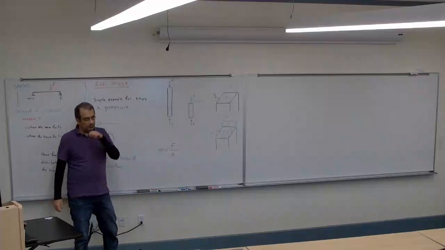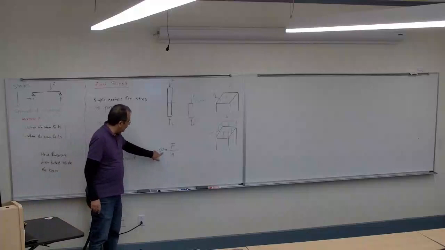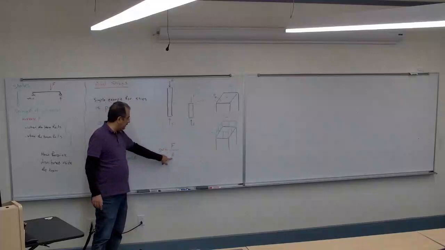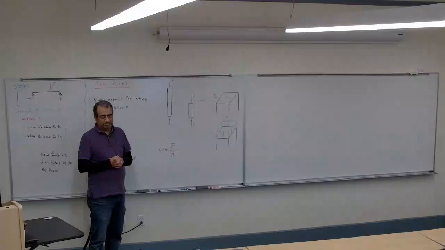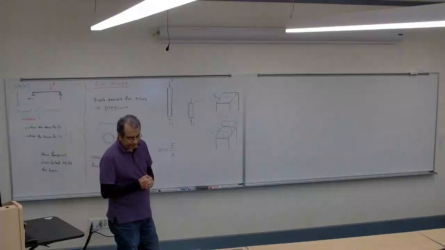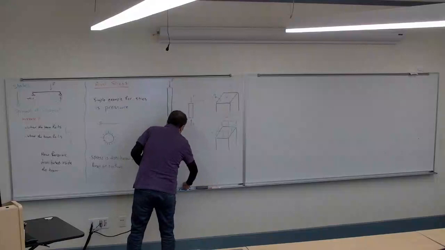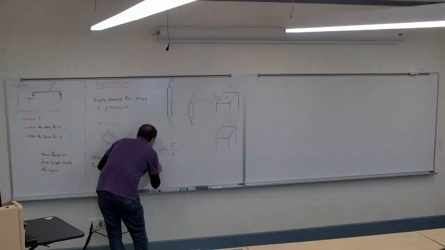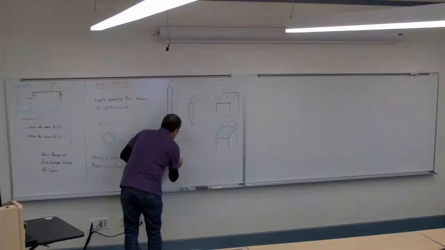So basically, if I multiply the sigma by the area, it gives me the F. It means that if I multiply sigma by A, it adds all of them together. Agreed? So it is a stress. This is force. And the area the force applies on.